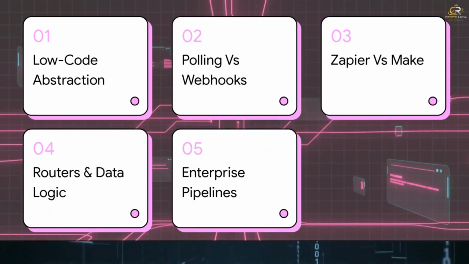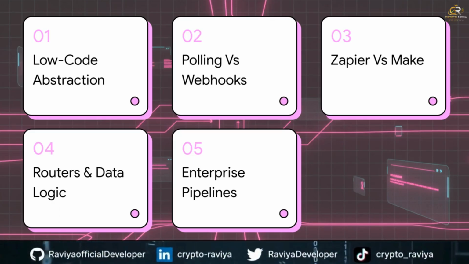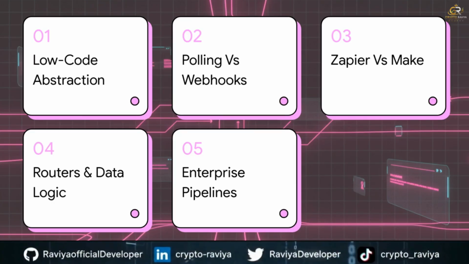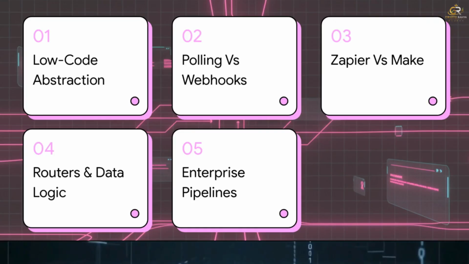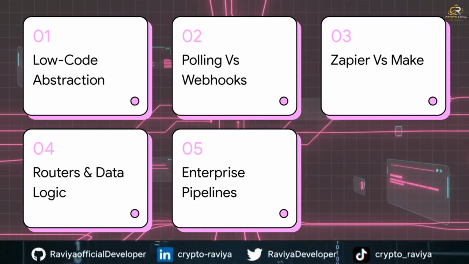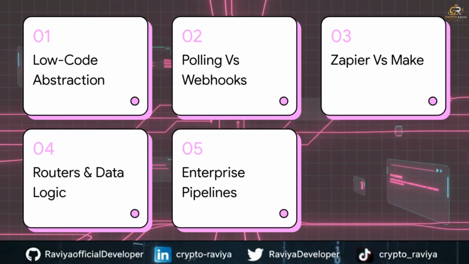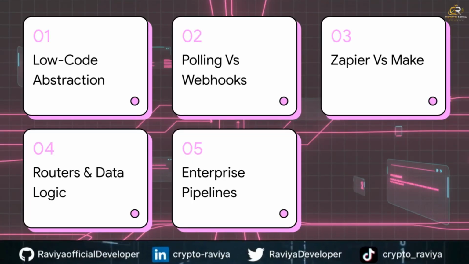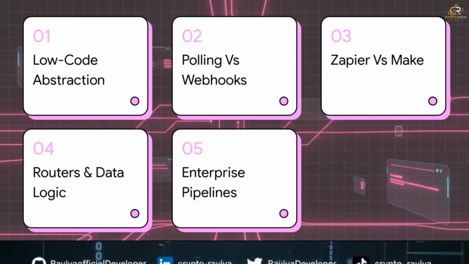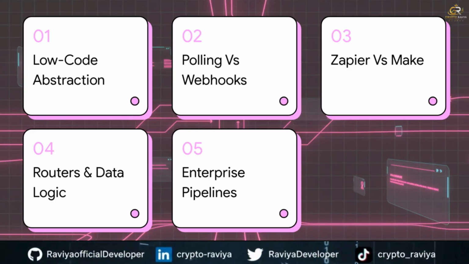Here is a quick look at our roadmap for today. We're going to start with the low-code abstraction layer, compare polling versus webhooks, examine the runtime topologies of Zapier and Make, explore routers and data logic, and finally, we'll actually build an enterprise webhook pipeline together. Sound good? Let's get right to it.